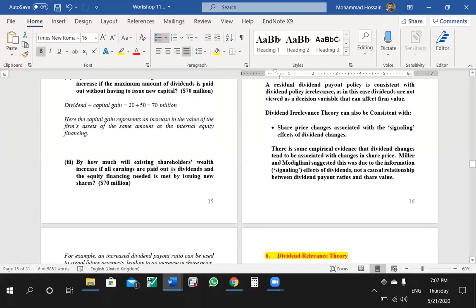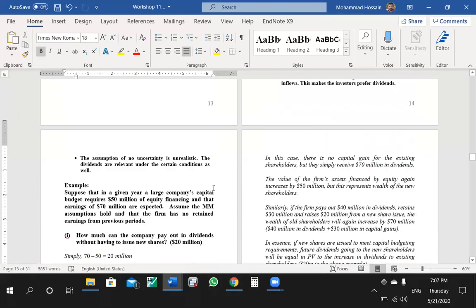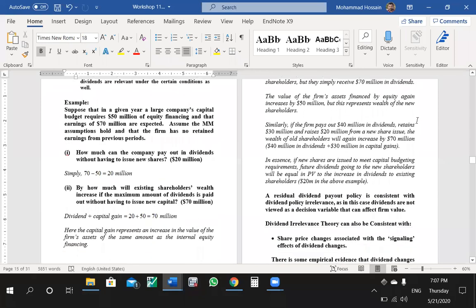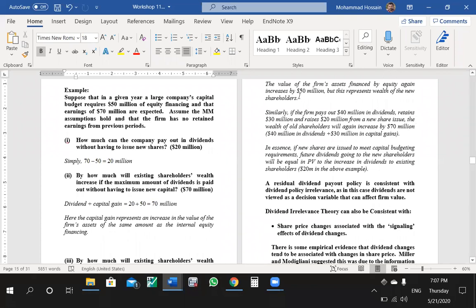By how much will existing shareholders' wealth increase if the earnings are paid out as dividend and the equity financing needed is made by issuing new shares? Again, the same thing. In this case, there is no capital gain for the existing shareholders, but they simply receive $70 million as dividend. The value of the firm's asset financed by equity gain increased by 50 million, but this represents wealth of new shareholders. Similarly, if the firm pays $40 million in dividend, retains 30 million and raises 20 million from a new share issue, the wealth of all shareholders will again increase by 70.